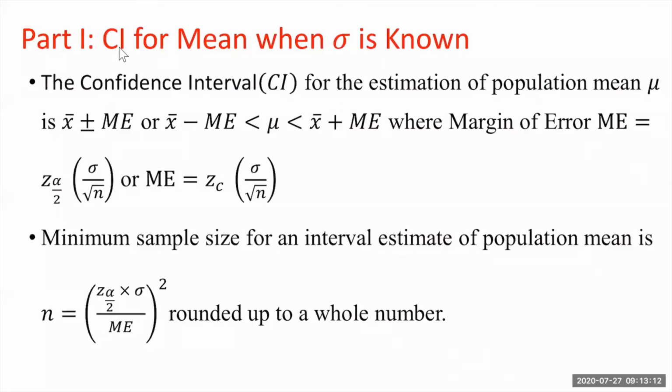So part one for this chapter is the confidence interval for the mean when the population standard deviation is known. We are talking about the confidence interval for the mean. We have to find the interval for the mean, or we have to say that the population mean lies from a certain minimum value up to a maximum value, when you know the population standard deviation. This is the first case.